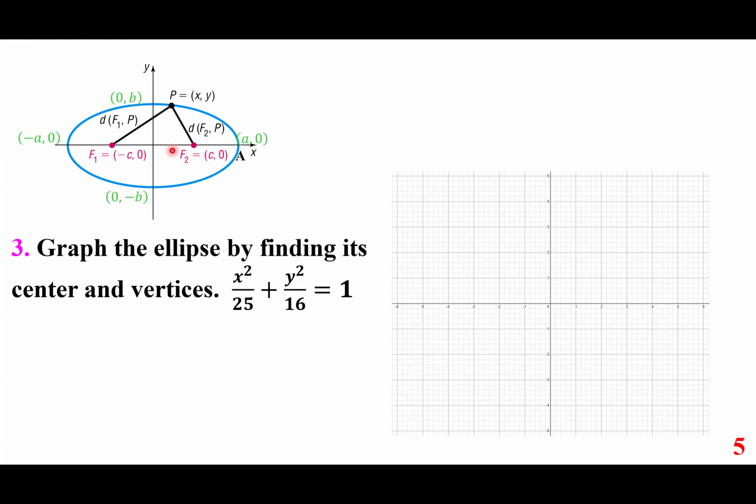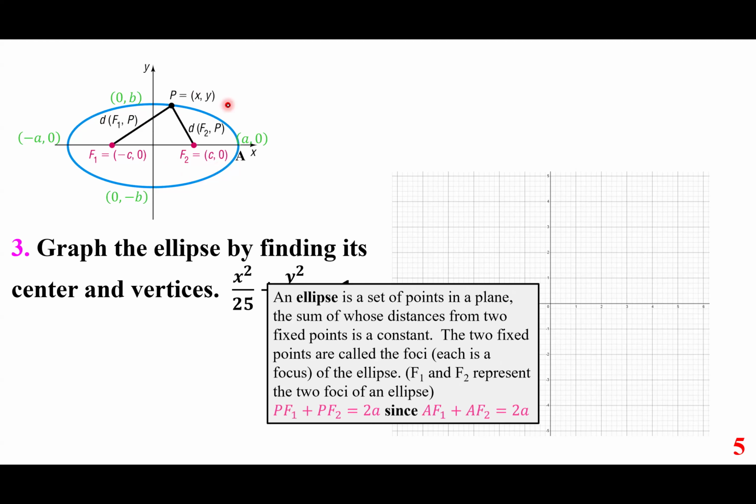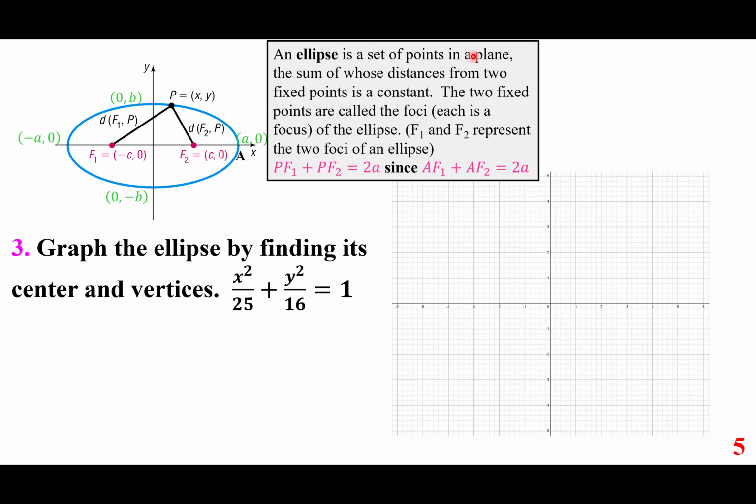The x-intercepts are (a, 0) and (-a, 0). The y-intercepts are (0, b) and (0, -b). These are focal points, or foci, focus 1, focus 2, (c, 0) and (-c, 0), and a point P has coordinates (x, y), and here's the definition. An ellipse is a set of points in a plane, the sum of whose distances from two fixed points is a constant. The two fixed points are called the foci. Each is a focus of the ellipse. F1 and F2 represent the two foci of an ellipse.